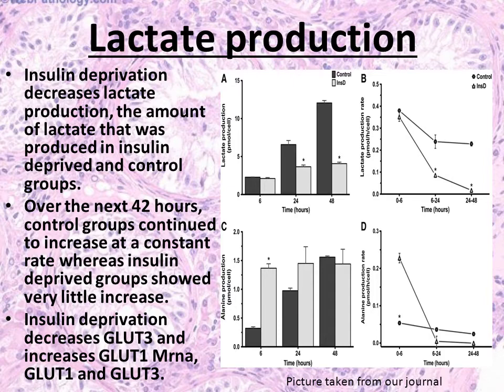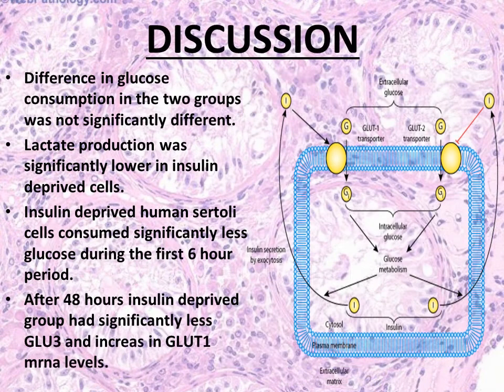Insulin deprivation decreases GLUT3 and increases GLUT1 mRNA. GLUT1 and GLUT3 are high-affinity glucose transporters on plasma membranes of Sertoli cells and are associated with the transport of glucose in cells with high energy demands. The mechanisms that regulate Sertoli cell glucose metabolism are relevant in maintaining spermatogenesis and fertility. Insulin-deprived human Sertoli cells consume significantly less glucose and pyruvate during the first 6-hour period.